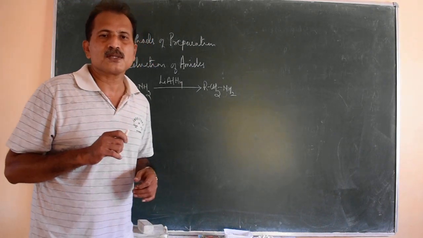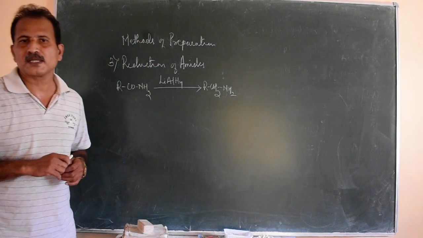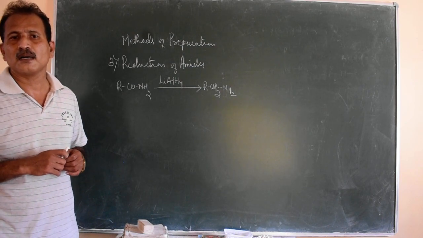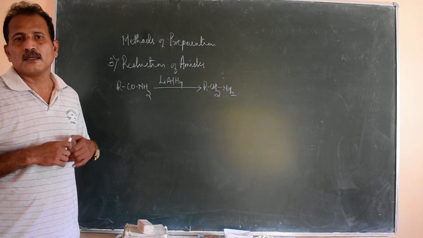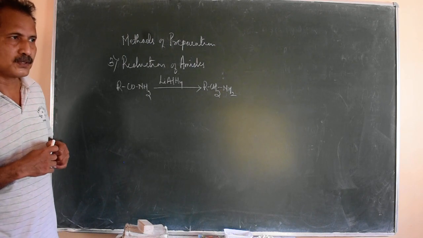So you can replace one or more hydrogen atoms present in that ammonia by other alkyl groups or aryl groups. Okay, that gives you your amines.